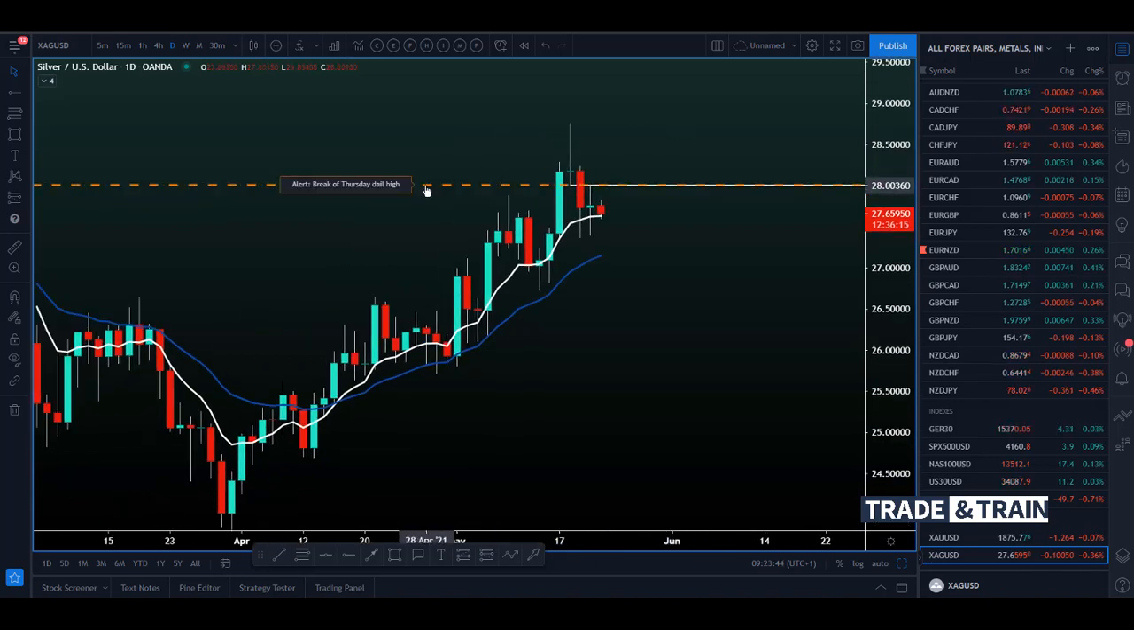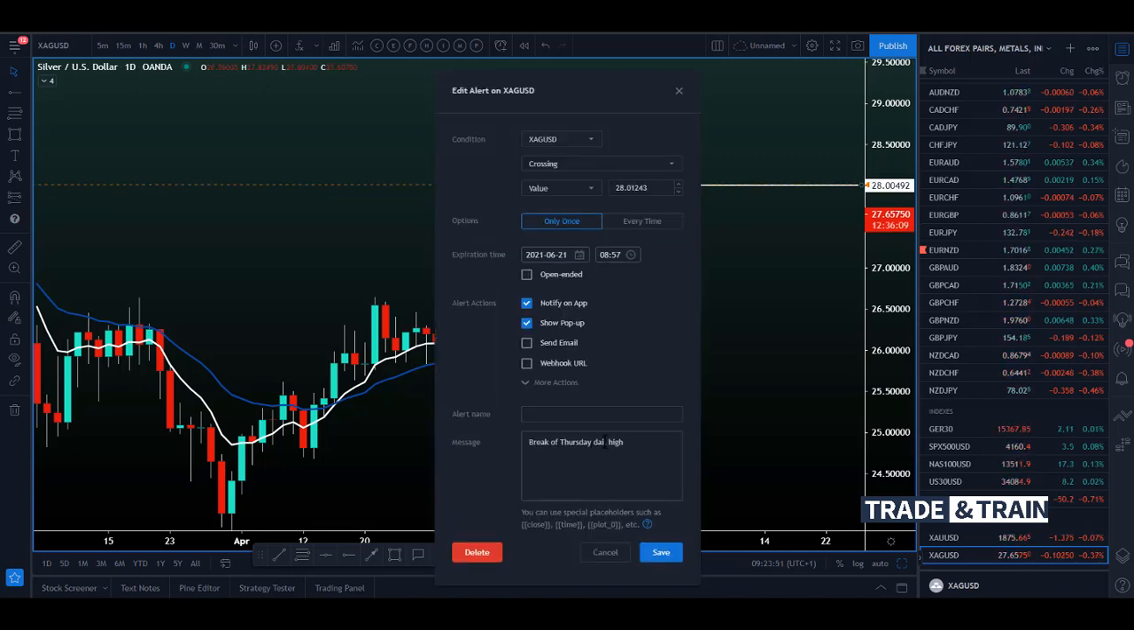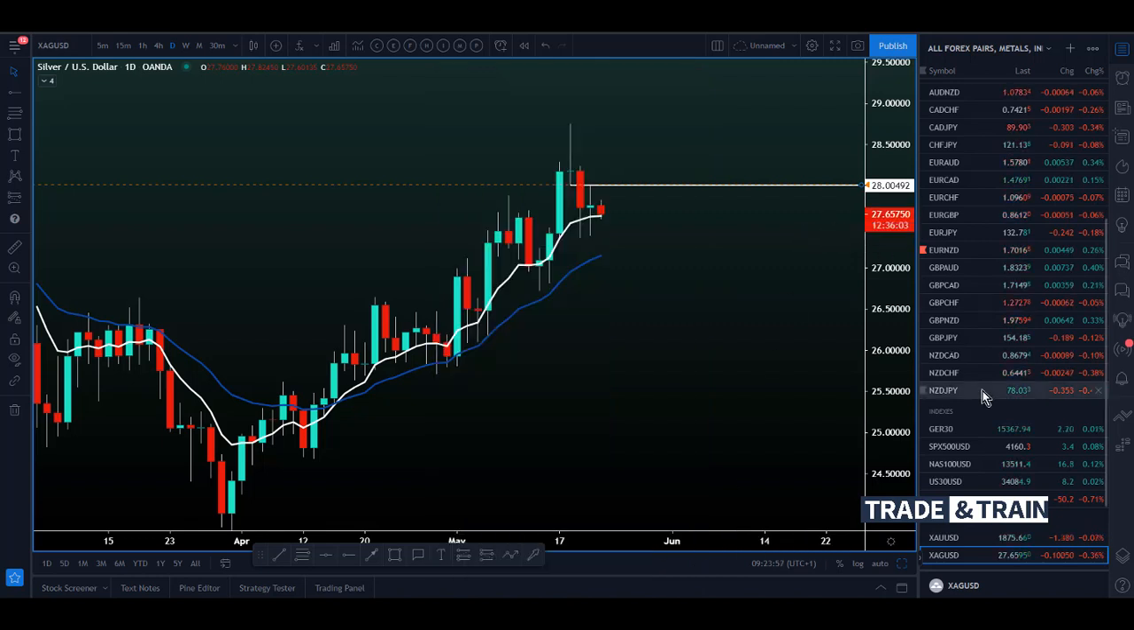So I've got my alert set there. As you can see, break of Thursday's daily high. That should say daily high, so I'll just correct that. That's something I've got my eye on.